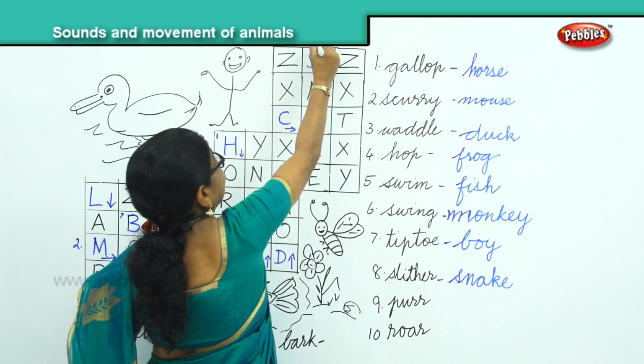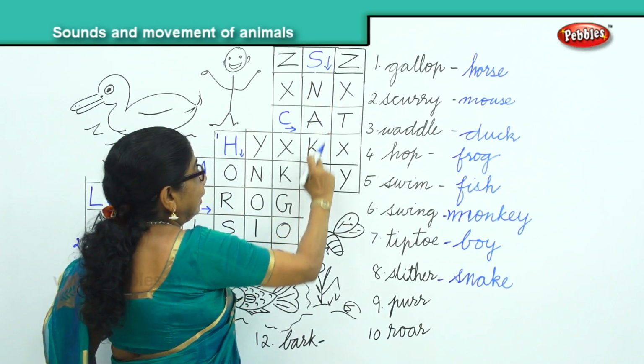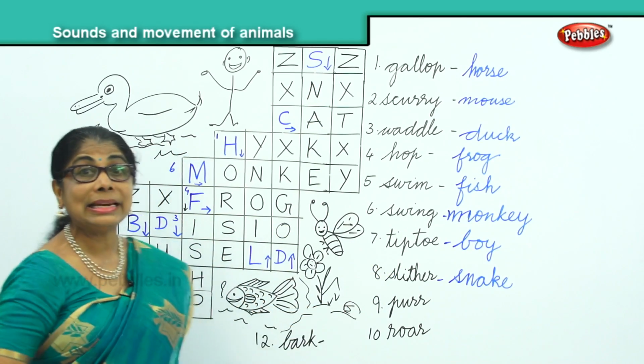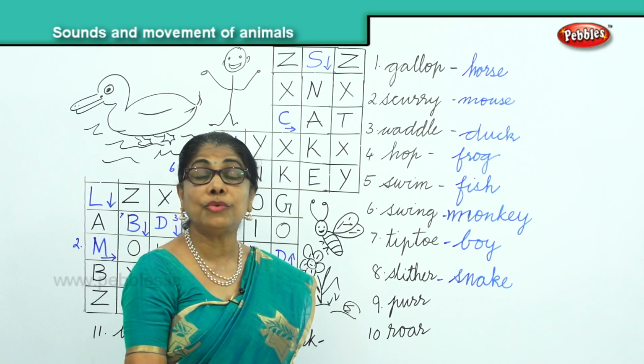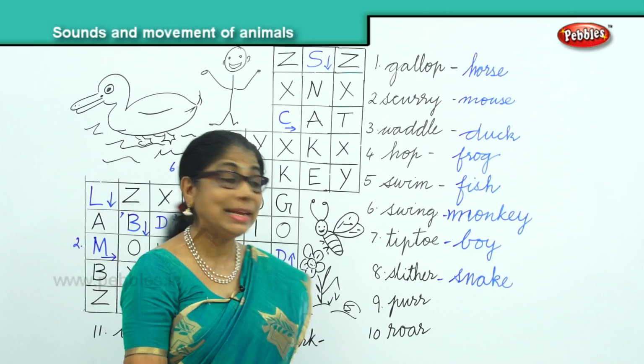Number 8, snake. A snake slithers. The movement, how he moves. He has no feet. So a snake slithers.